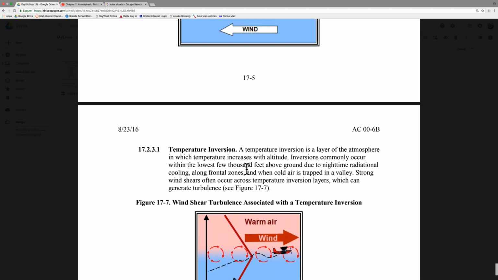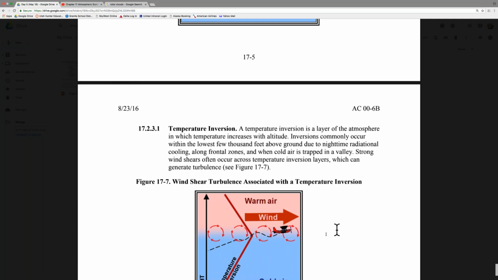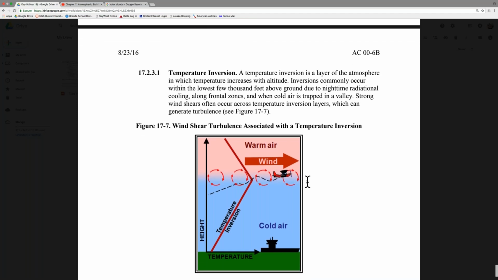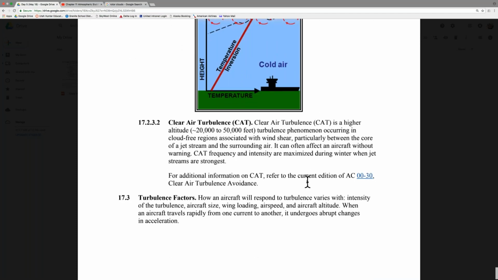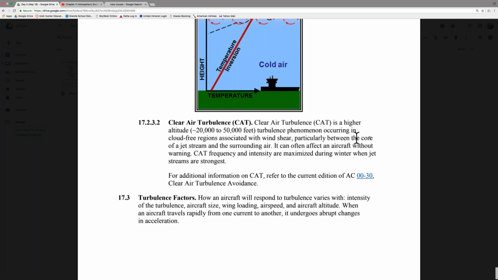So temperature inversion. This can cause that wind shear turbulence as well. Sometimes that cold air is moving in the opposite direction of the warm air, and we get that wind shear turbulence. Clear air turbulence. So this is at higher altitudes, a turbulence phenomenon occurring in cloud-free regions associated with wind shear. So this, we're going to see clear air turbulence on the edges of the jet stream. Okay.